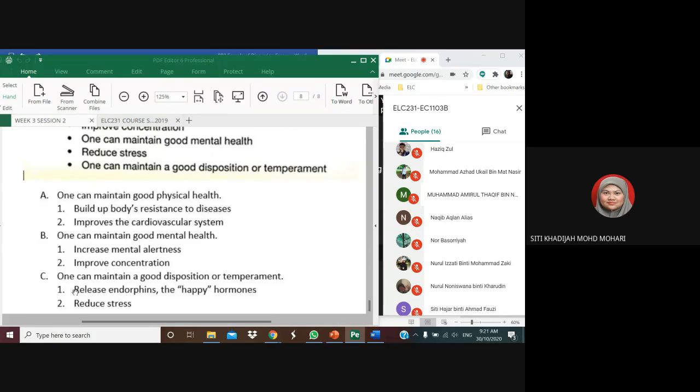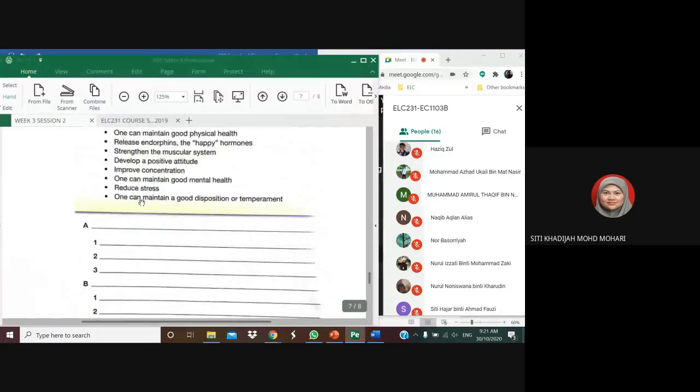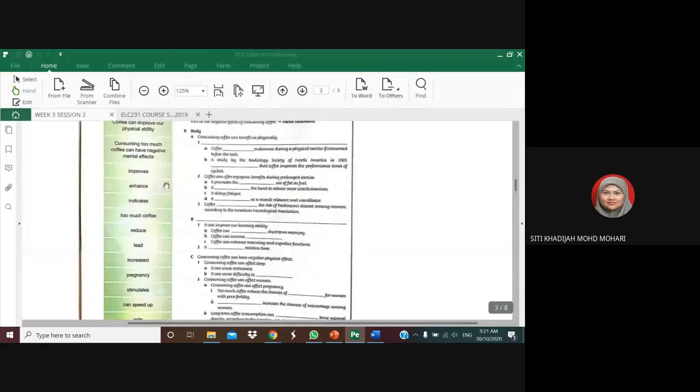And then number 3 is: one can maintain a good disposition or temperament, and release endorphins, the happy hormones, as well as reduce stress. These are examples of topic sentences as well as the supporting details. Okay, now, like I mentioned earlier, please complete this one.